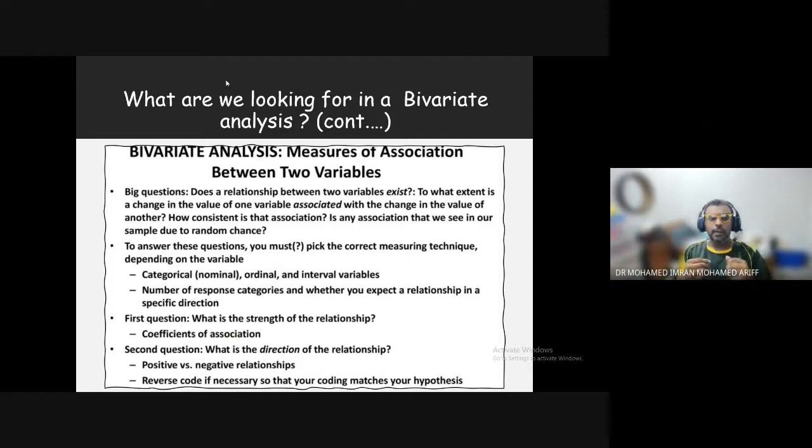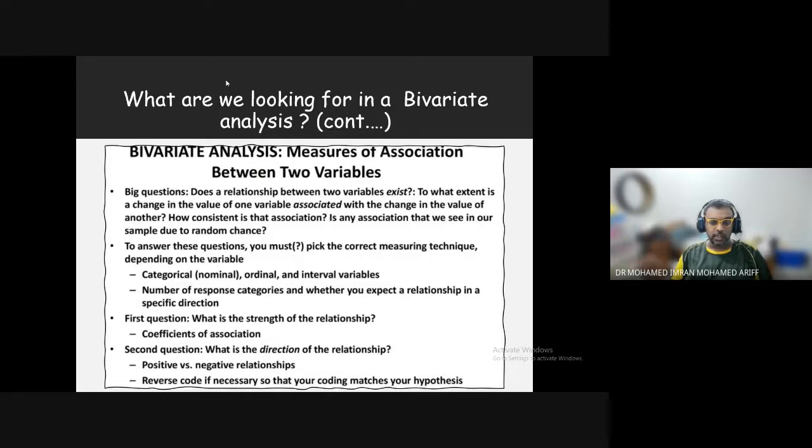Okay, so what are we looking for? The big question in bivariate analysis ialah, does a relationship between two variables exist? Is there? Yes or no? Kita nak tahu ni. We want to find out whether exercise and losing weight, there is a relationship. Does it exist? To what extent a change in value in one variable associated with the change in a value of another? That means if there is a change in variable number one, would it affect the change in variable number two? So we want to find this out.